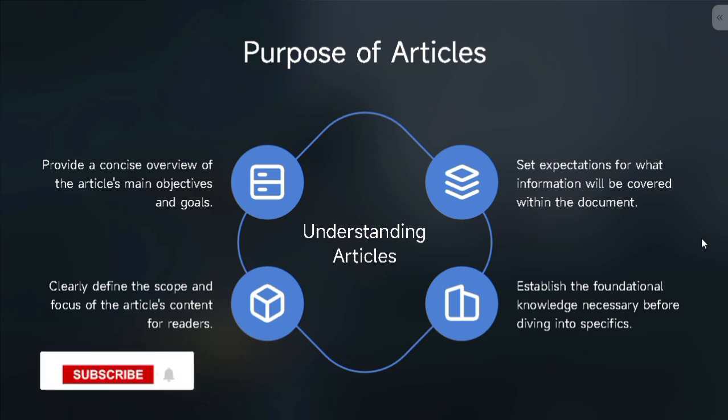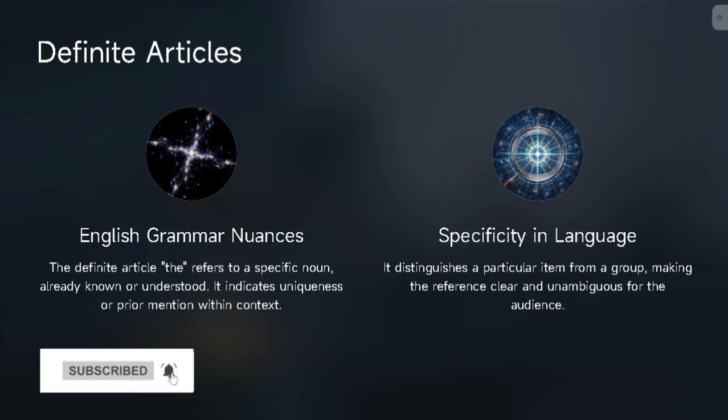So basically, in a very simple form, the purpose of articles is that it adds the right texture to your sentence, the right value add to your sentence. It enriches your sentence in the best possible manner, so that it conveys the right meaning at the end of the day. So let's move on.